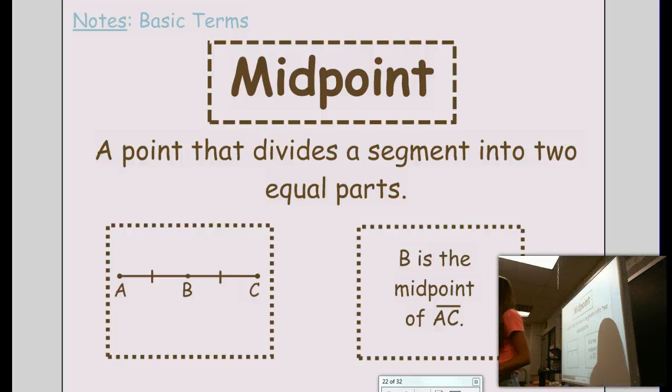All right, last one. I want you to think middle. Midpoint, middle. Midpoint, middle. A midpoint is a point in the exact middle of a segment. So B is in the perfect middle of this segment. I put tick marks to show that, yep, this side really is the same as this side.